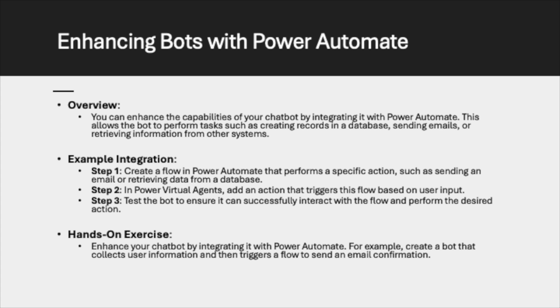Example integration can be step 1. Create a flow in Power Automate that performs a specific action such as sending an email or retrieving data from a database. In Power Virtual Agents in step 2, add an action that triggers this flow based on user input. In step 3, test the bot to ensure it can successfully interact with the flow and perform the desired action.